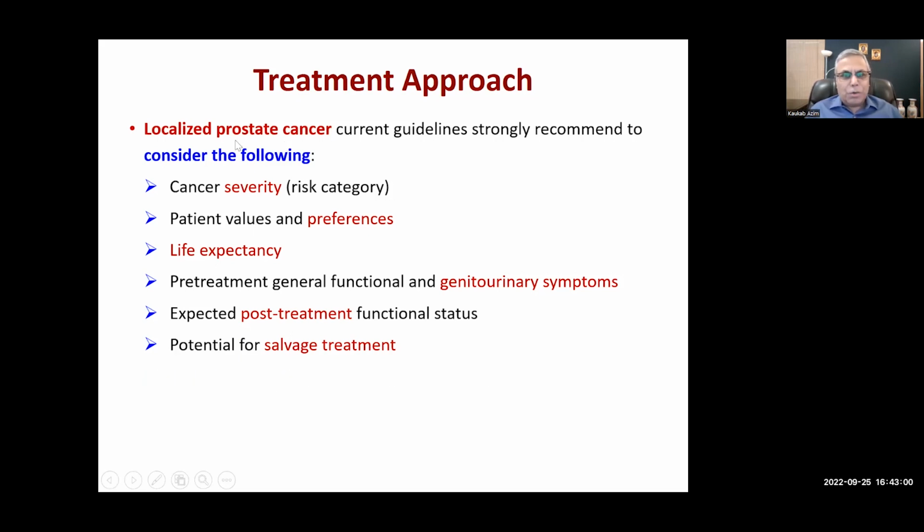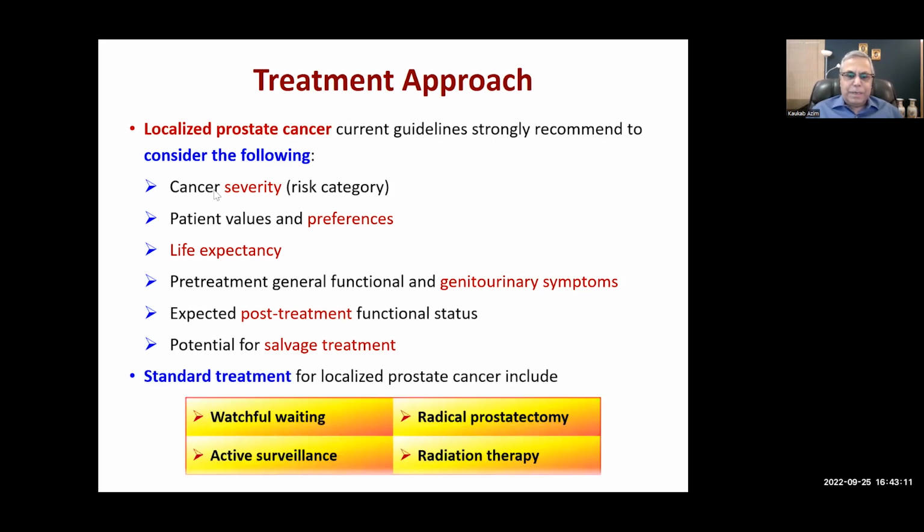We are discussing localized cancer. Localized cancer can also recur after treatment, or you can just wait and watch. We have different strategies. So standard treatment includes watchful waiting, which means you don't do anything. You just call the patient back after 3 months and look at the prostate level, or after 6 months. Or you can do a prostatectomy. You can decide to remove the whole of the prostate and the lymph nodes which are nearby in the pelvis.